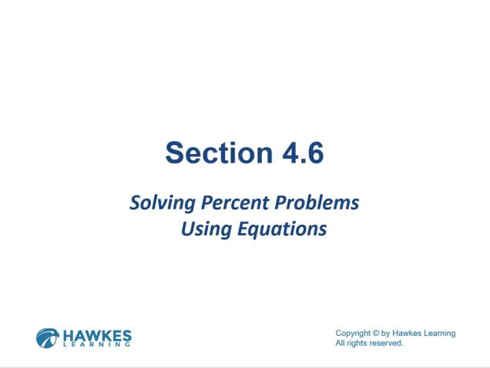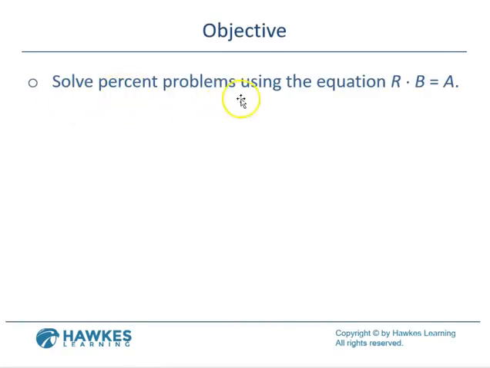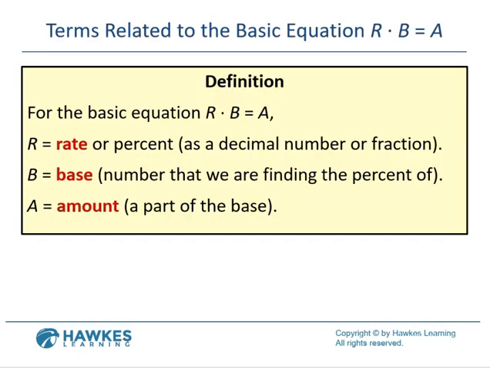Okay, section 4.6, let's continue learning how to solve percent problems using equations now. On this one we're going to solve the percent problems using the equation R times B equals A. For the basic equation R times B equals A, you've got R, that's the rate, which is going to be the percent. Then we've got the base.